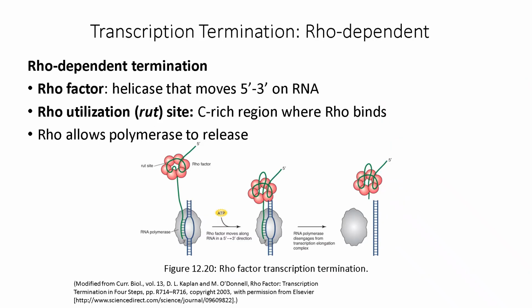In contrast, rho-dependent termination requires a rho factor, a helicase that moves in the 5' to 3' direction along the RNA. It binds to a rut site, which is a C-rich region of the RNA. Once bound, rho uses energy from ATP to catch up with the RNA polymerase, destabilize the transcription complex, and terminate transcription.